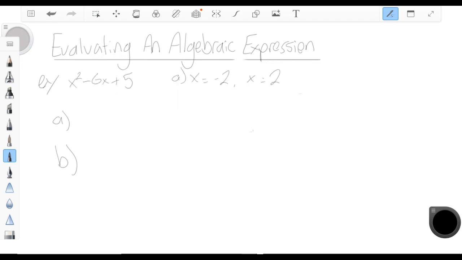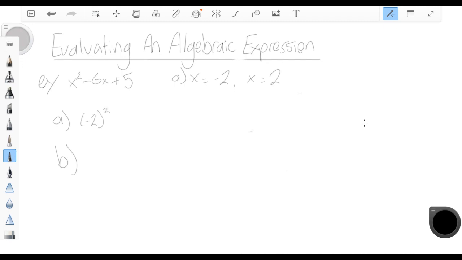Now let's try another example here. We have another algebraic expression to work with, x squared minus 6x plus 5. And we want to evaluate this expression at the x values of negative 2 and 2. So all we do is we plug in the number that we want in for x in the expression and see what we get whenever we perform the operations. So for the first one, x is negative 2. So I'm going to do negative 2 in for x.